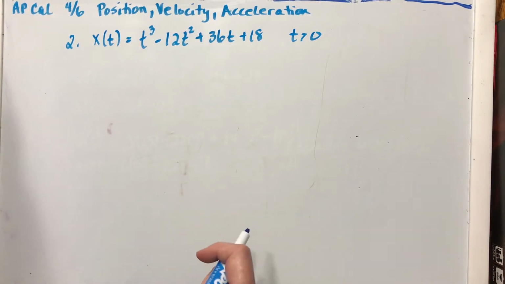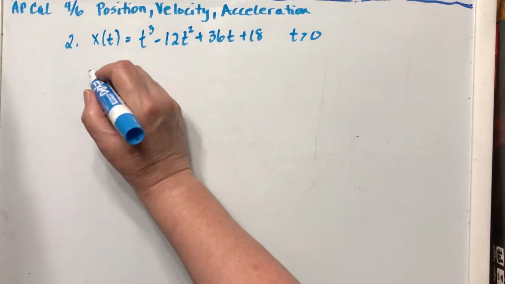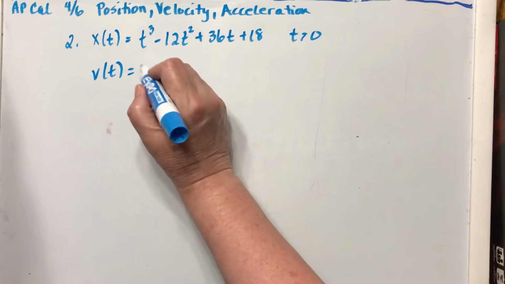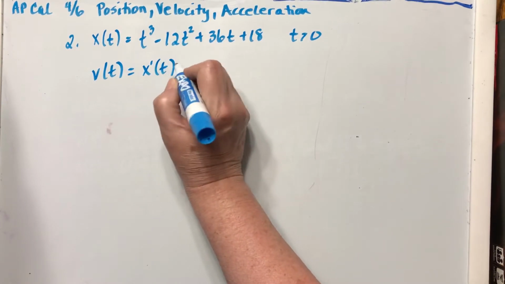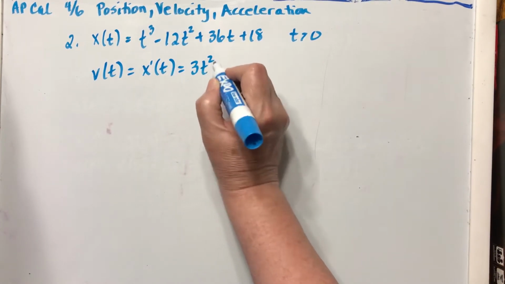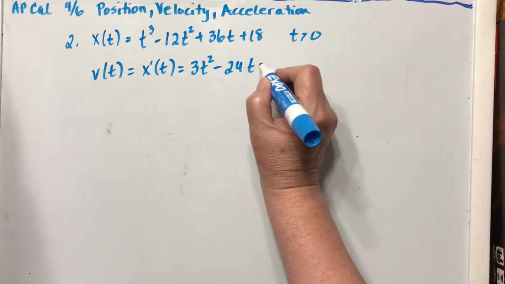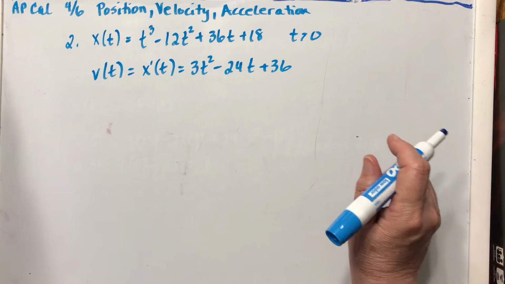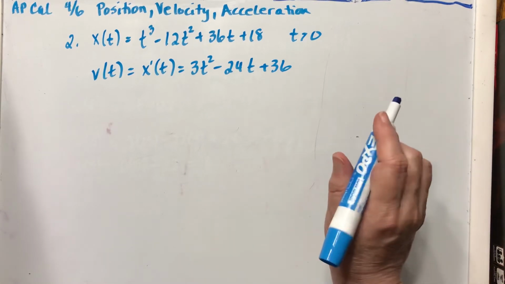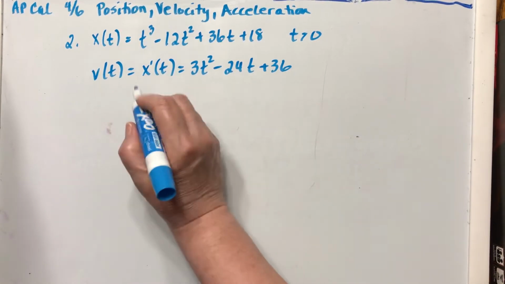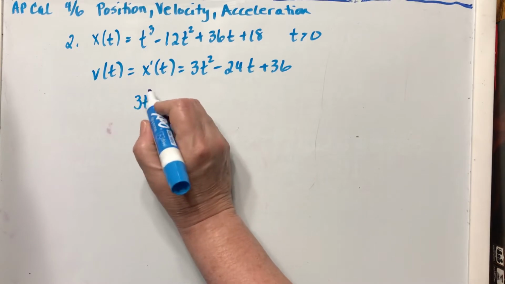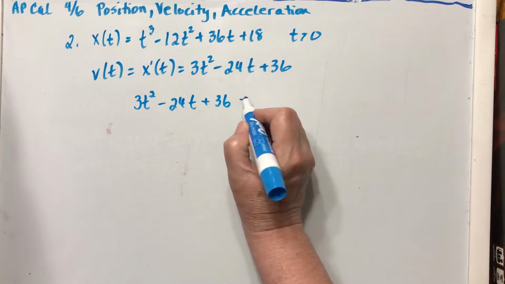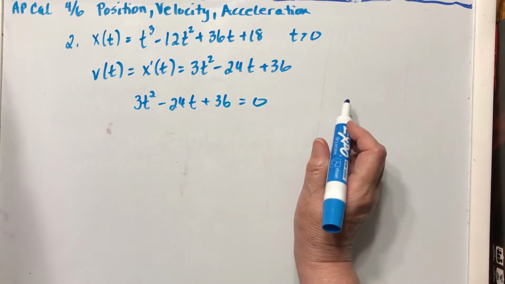All right, so our velocity is the derivative of our position function. So that's going to be 3t squared minus 24t plus 36. So this particular particle changes direction whenever the velocity equals 0. So we're going to take that expression, set it equal to 0, and now we're just doing algebra 1.